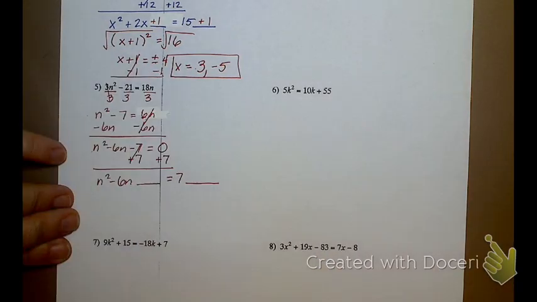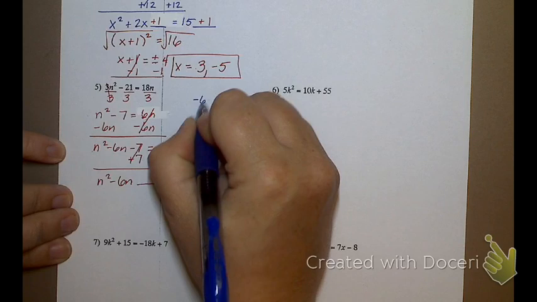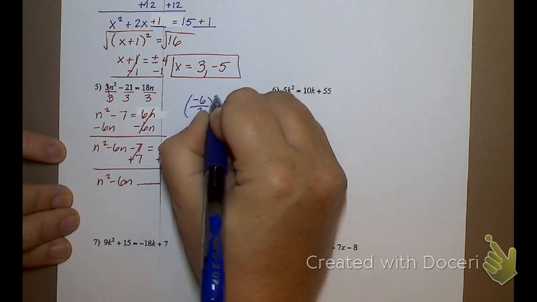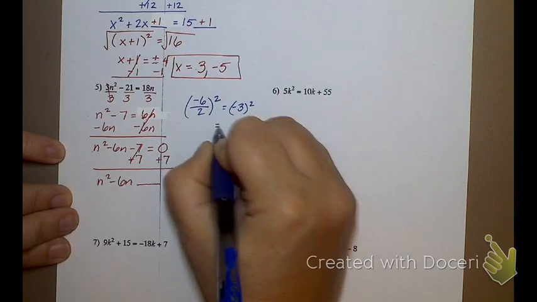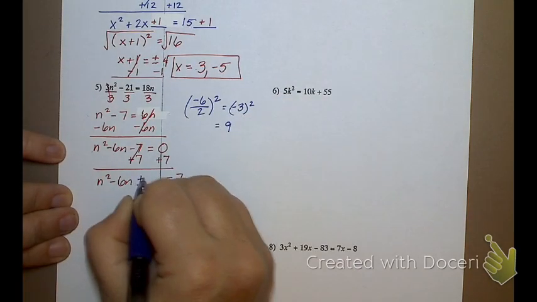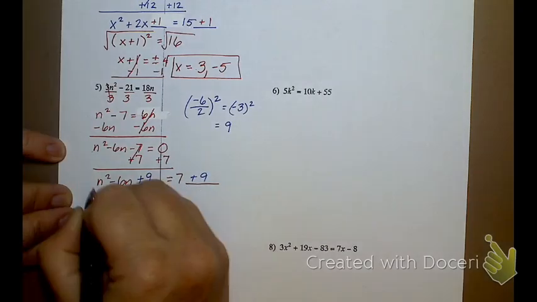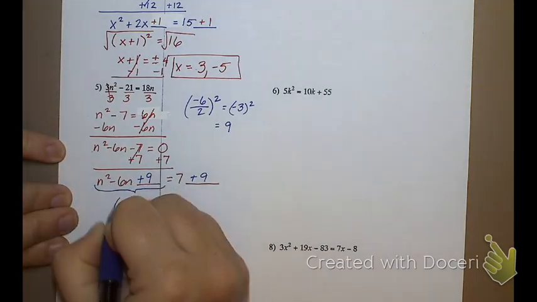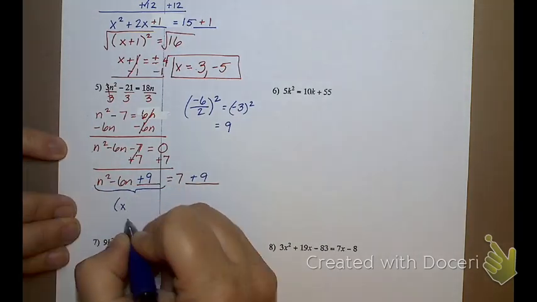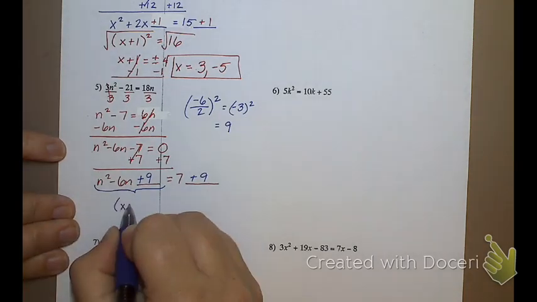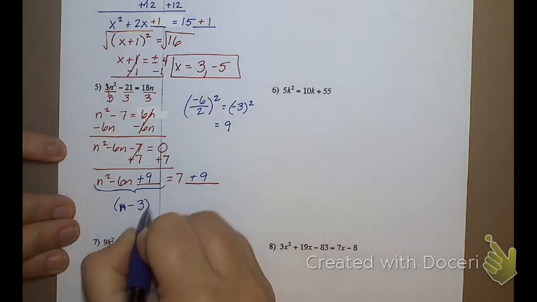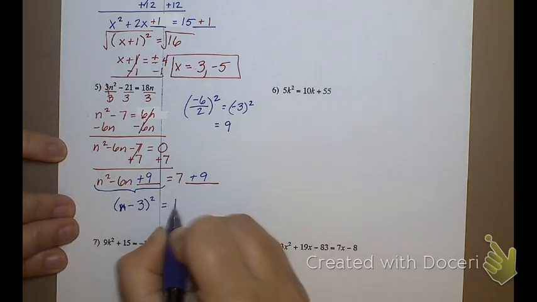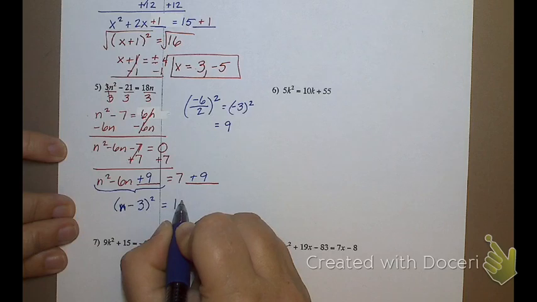What's going in the blank? Negative 6 over 2 squared, which is negative 3 squared, which is what? Positive 9. What does this factor into? N minus 3 squared equals 7 plus 9. 16 again.